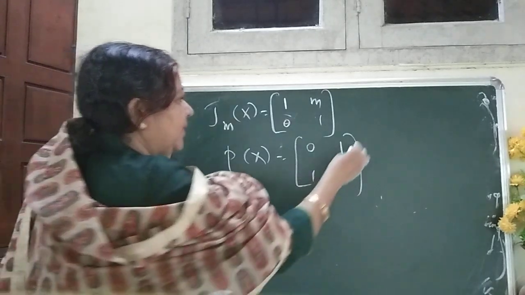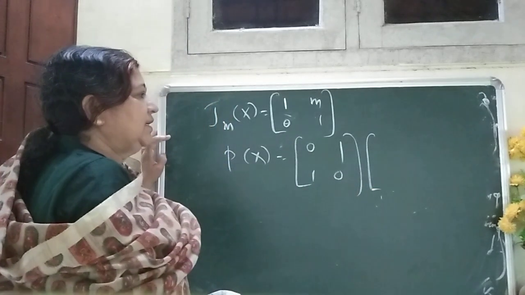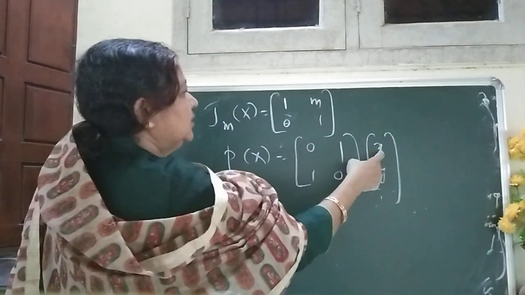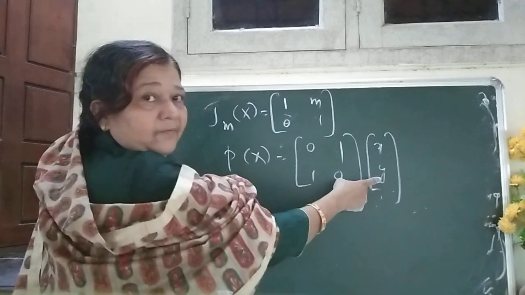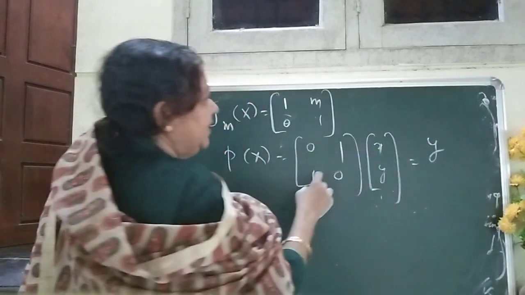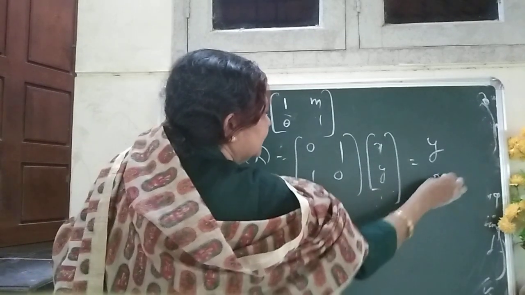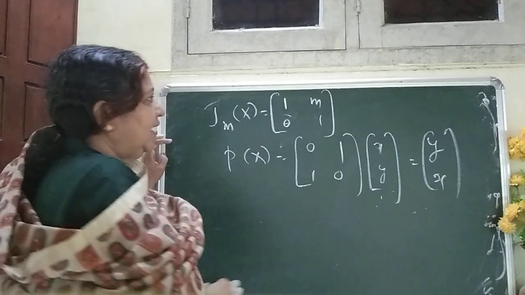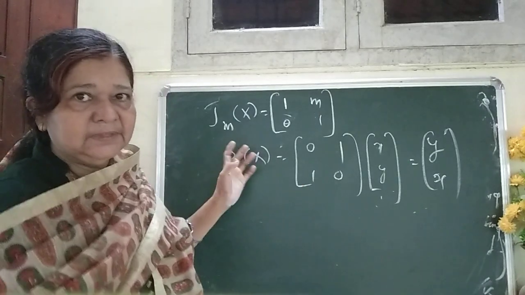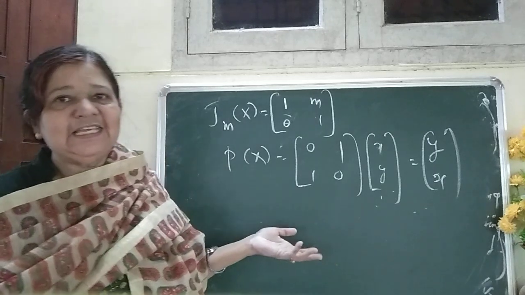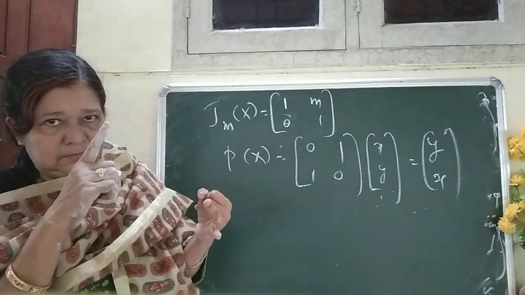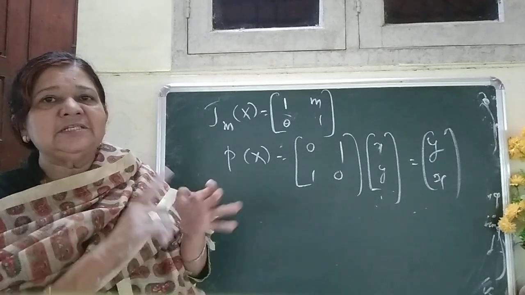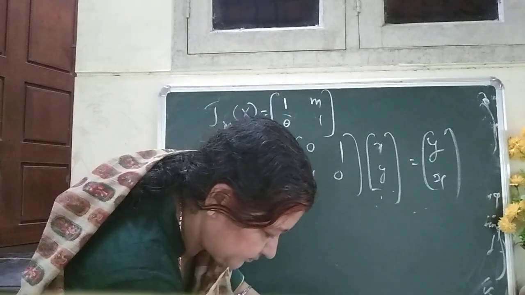We can see that by means of this transformation, any vector can be changed. Suppose (x, y) can be changed to 0 into x plus 1 into y, that is y, and also 1 into x plus 0 into y. So it interchanges (x, y) to (y, x). Thus, similarly we have so many transformations and transformation matrices: reflection, projection, identity, permutation, shear transformation, etc.